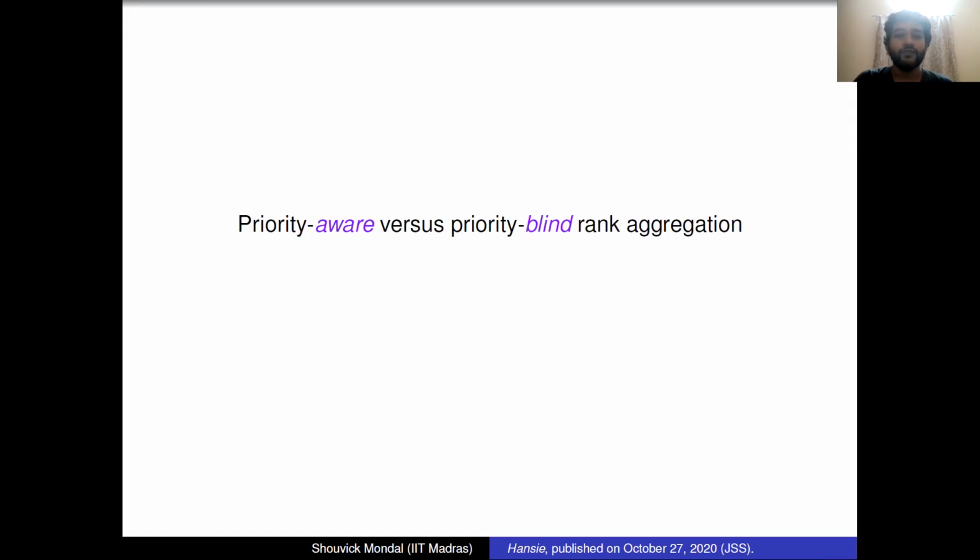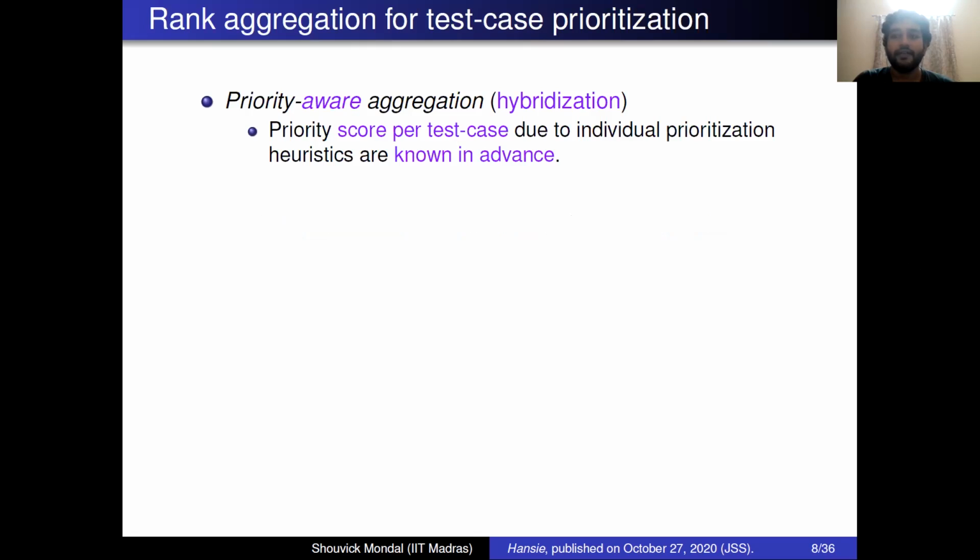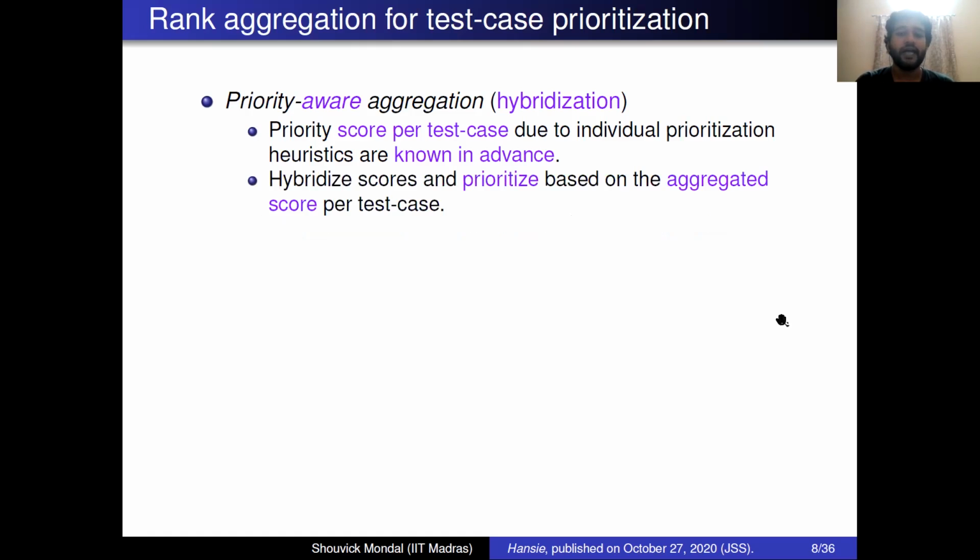So there are two different ways to do this rank aggregation. One is priority aware and the other is priority blind aggregation. So we'll see what priority aware aggregation is. By priority aware, I mean the priority score per test case due to individual prioritizations, the inputs, is known in advance. So in this case, we have the priority scores, not the ranks, due to individual heuristics. And what we want to come up with is a hybridized priority score due to the aggregation for each test case in the new ranking that I want to create.